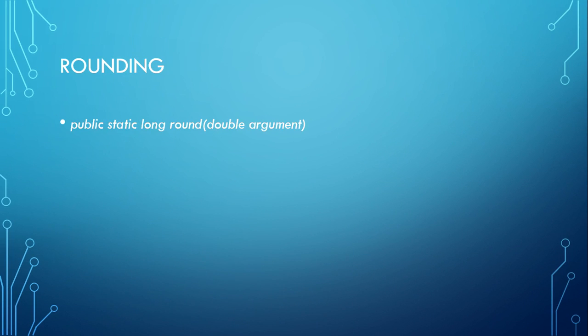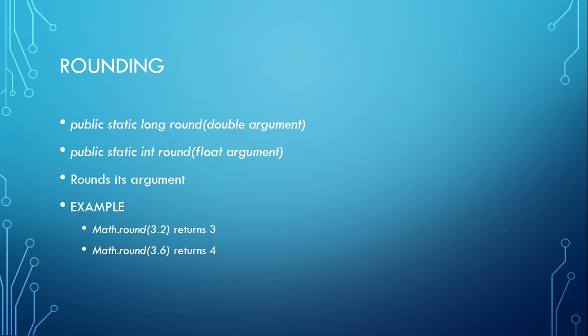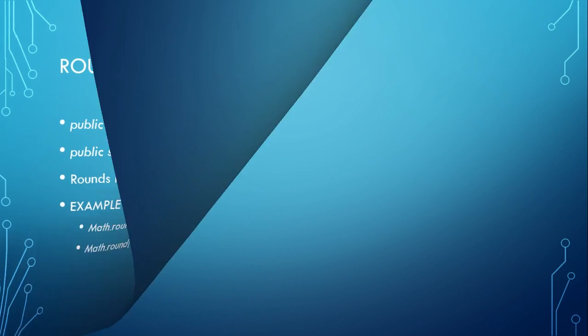All right. Next up is rounding. And this is going to be rounding to the nearest. So public static long round, double argument. Public static int round, float argument. It just rounds the argument to the nearest. It's not rounding up, rounding down, it's just rounding nearest. So think of the rule of 5. So for example, Math.round(3.2) returns 3. Math.round(3.6) will return 4.